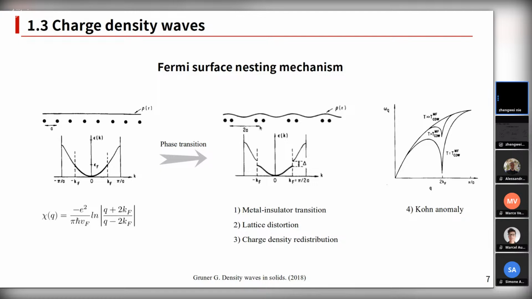The second is lattice distortion. We can see that the ions are distorted. It is dimerized and becomes pairs and pairs. The third one is charge density redistribution. The charge redistributes, and this is the reason why it is called the charge density wave.